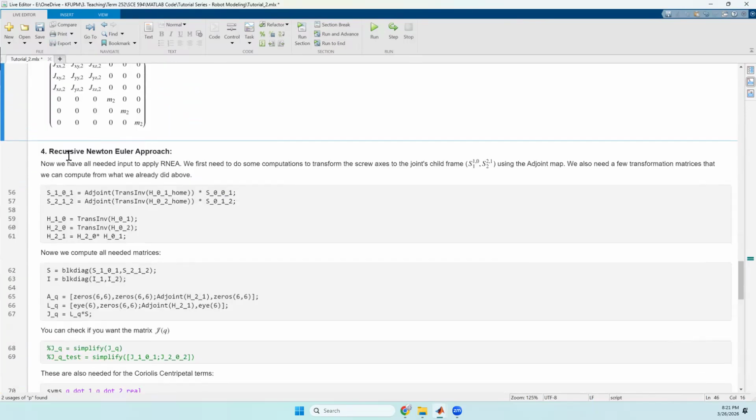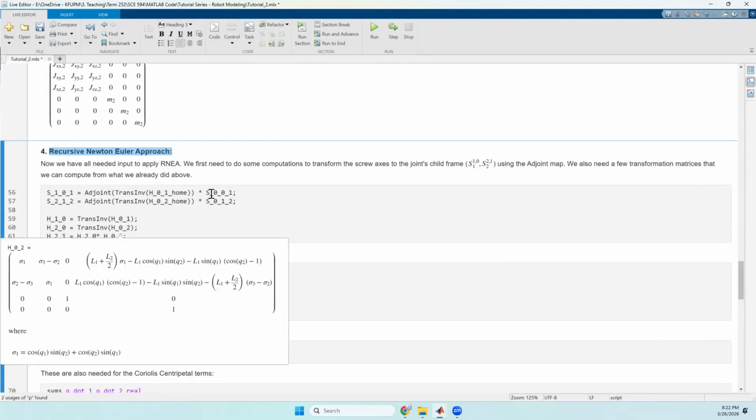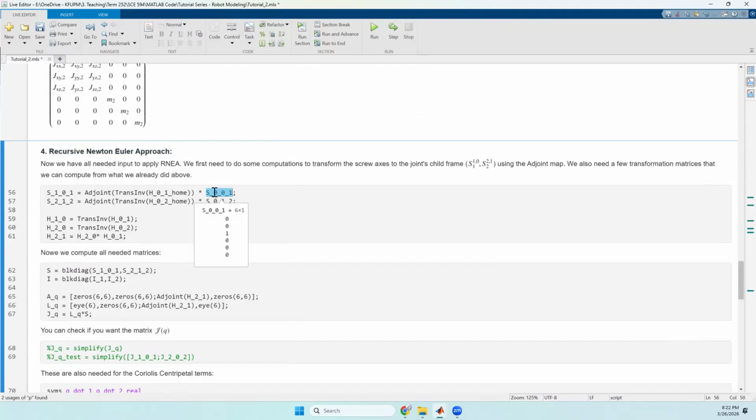And now we're able to run the recursive Newton-Euler approach. The recursive Newton-Euler approach is very systematic. Before we start that, we're going to be transforming the screw axis that we defined in the 0 frame to frame 1 and frame 2. And to do that, we can use the adjoint map, simply by these expressions.